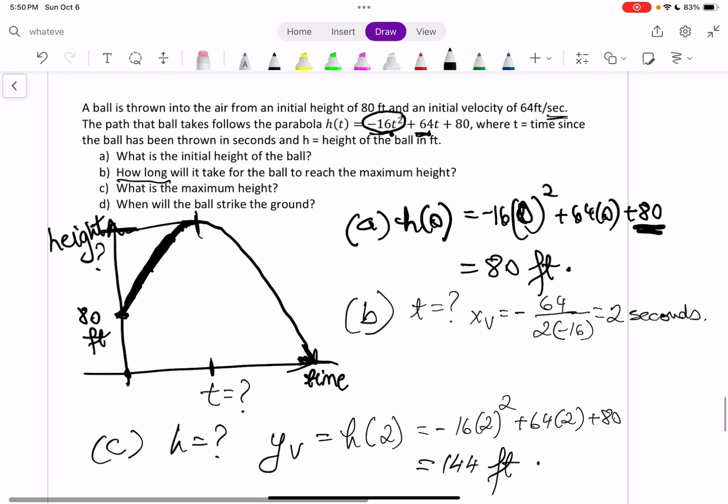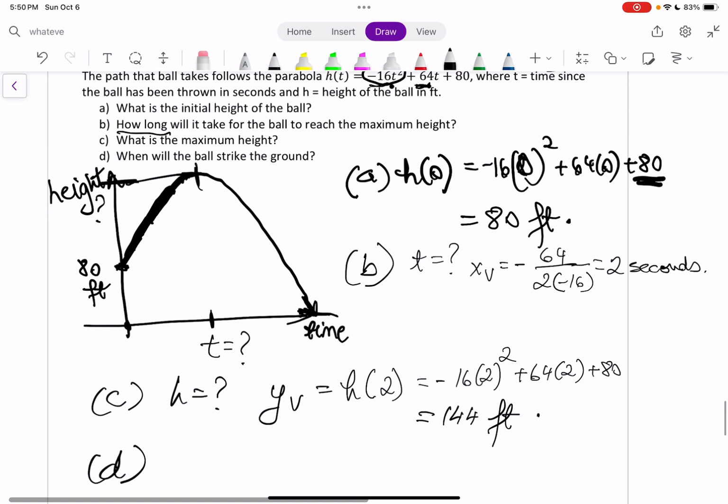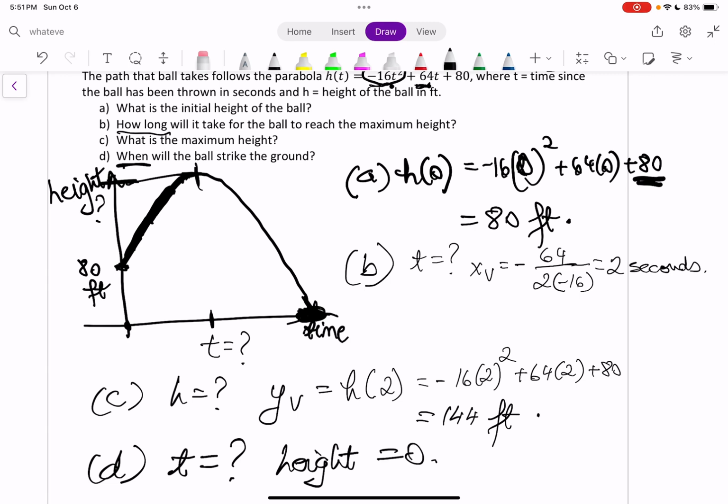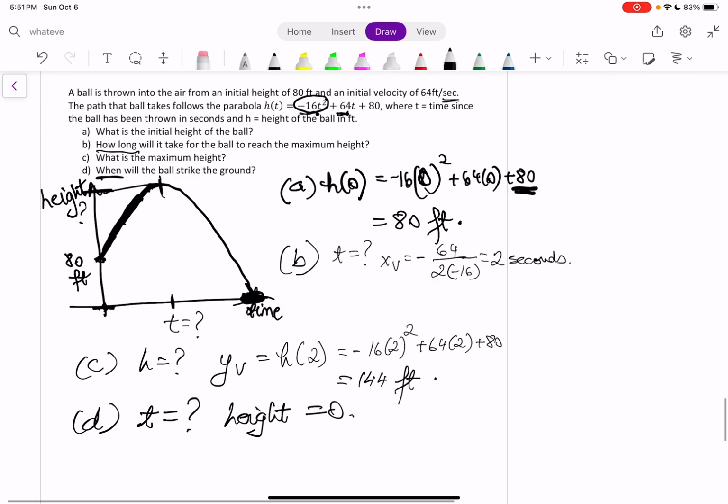The next question is interesting. It says when. So again, we have to find a time. When will the ball strike the ground? So when does it reach here? Well, when the ball strikes the ground, that means the height of the ball has to equal 0. Yes? That's what it means to strike the ground. The height is going to be 0. So what we need to do is solve this quadratic equation. Find the time it takes until h is going to equal 0.